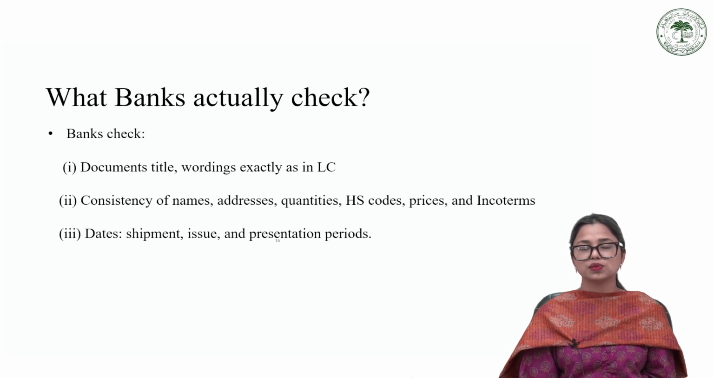The third most important thing is the date of shipment. There should not be any mismatch or error in the date of shipment, the issue and presentation, or the delivery period. So these are the three things that serve an important purpose for the banks in order to release any kind of duty remission to the exporters or incentives to be secured by the exporter.